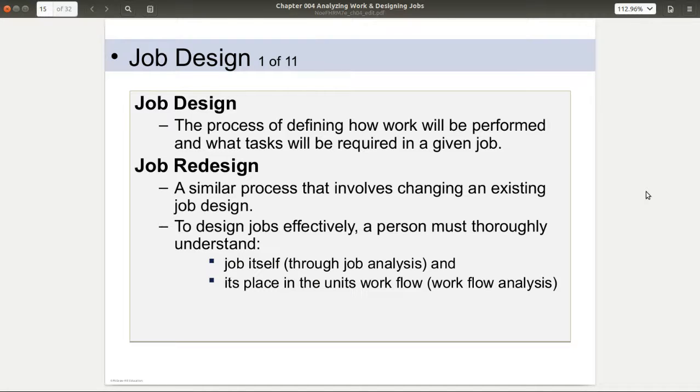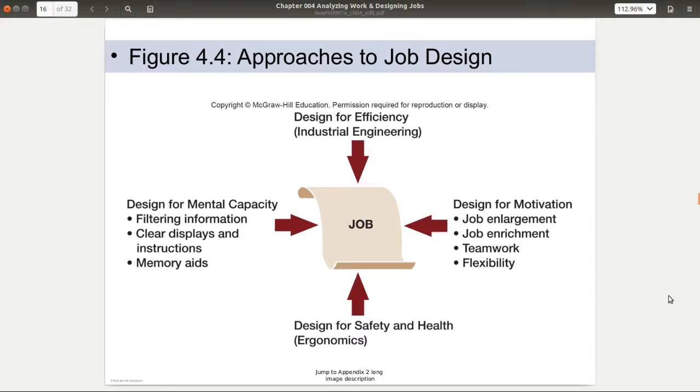One of the things that you want to think about is also design and redesign of jobs. In other words, identifying what are the key things that the person must be doing, the job itself, and also where it fits as far as the organization is concerned. When you start thinking about job design, in other words, what is it that the person will be doing? You can design for various things.